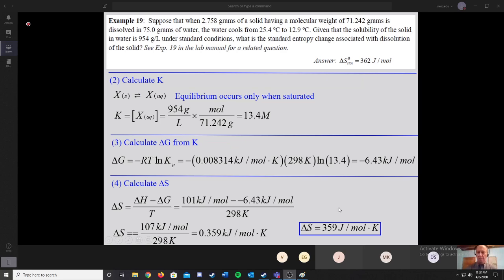And that's close enough to the given answer. It differs slightly because of rounding. So that would be the entropy associated with dissolution of the solid. So it's positive because there's much more disorder associated with a dissolved solid than a solid form.